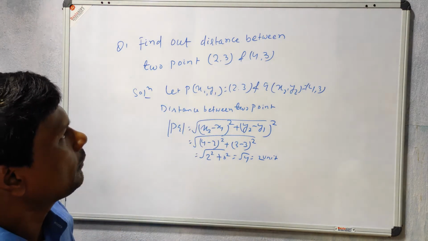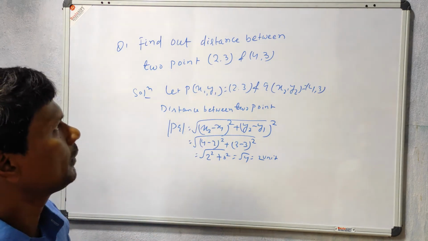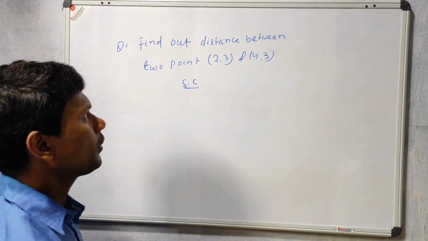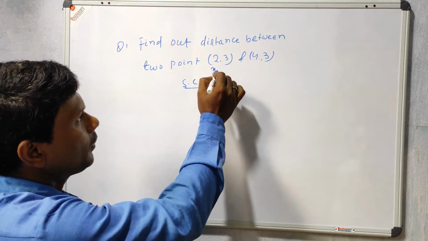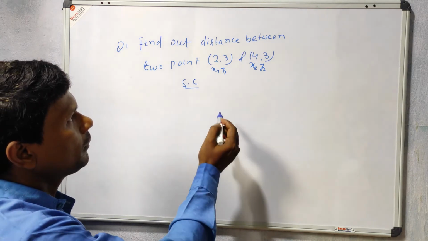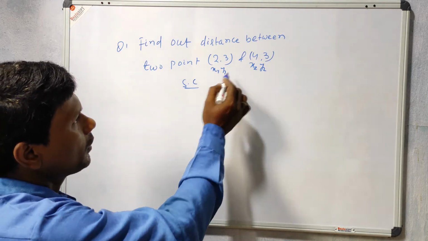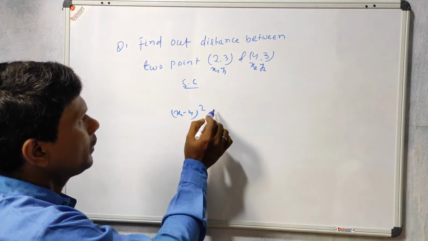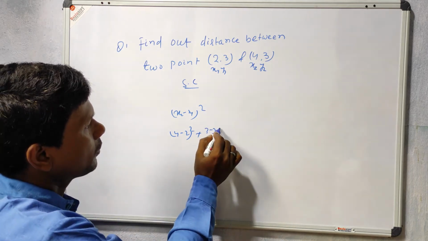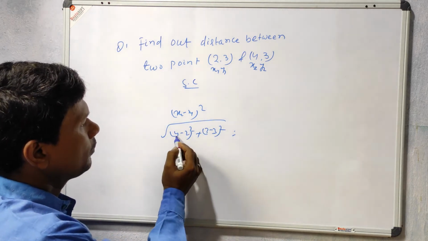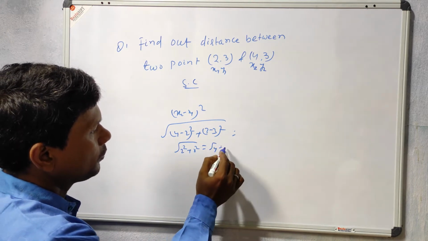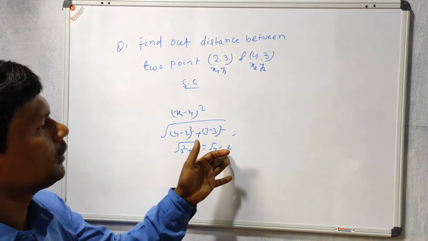There is also an easy method, a shortcut method. This is x1, this is y1, this is x2, this is y2. So the shortcut: square root of (x2 minus x1) whole square, that is 4 minus 2 whole square, plus (3 minus 3) whole square. That is 2 square plus 0 square, that is 4, and the root is 2. Within 2 or 3 seconds, we can get the result.